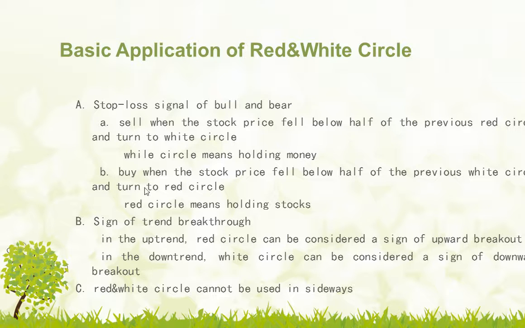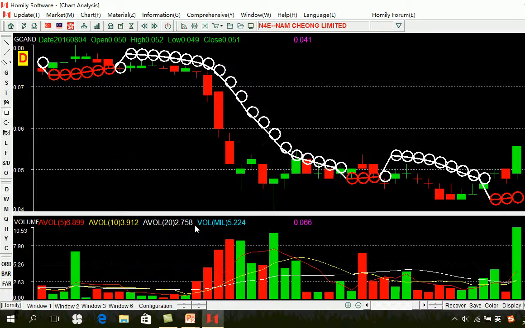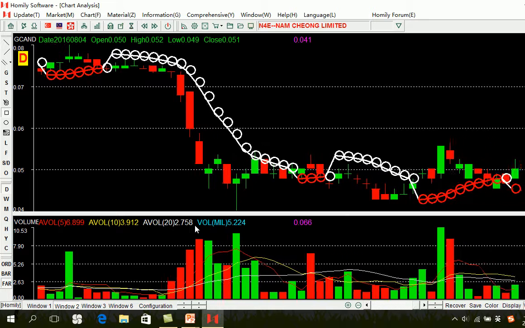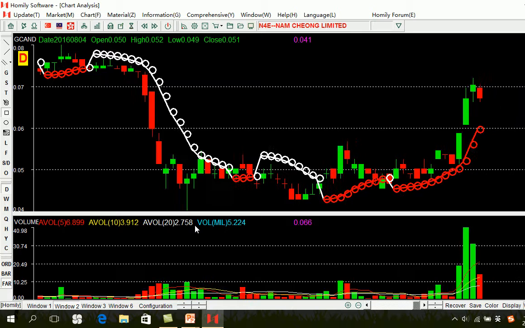So the next one: buy when the stock price rises above half of the previous white circle and turns to a red circle. So it's simple to understand. It means the white circle turning to the red circle is the buy point, okay? Then if you see the red circle, you still can keep your stocks and no need to sell, just keep it.